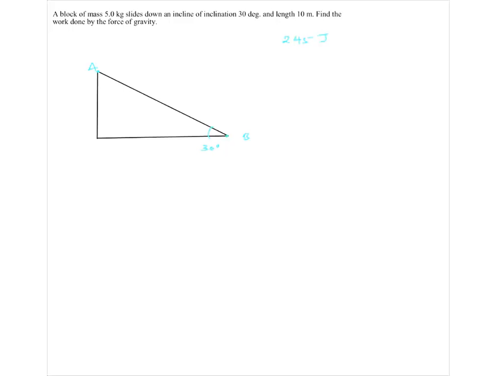Constant force, constant angle. F d cos theta. Vector F is down, mg is down. Displacement vector is along AB. So the angle between the two of them will be 60. That's it. Put theta equal to 60, put other values, and see if you are getting 245 or 250. Any questions? Let me know.